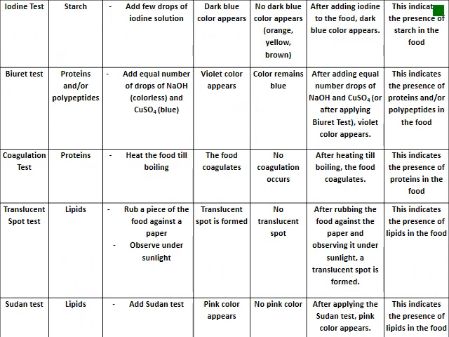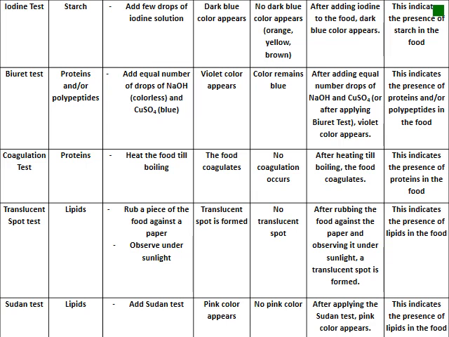Iodine test is done to identify the presence of starch. Add a few drops of iodine solution. A dark blue color appears. No dark blue is a negative result. After adding iodine to the food, a dark blue color appears. This indicates the presence of starch.